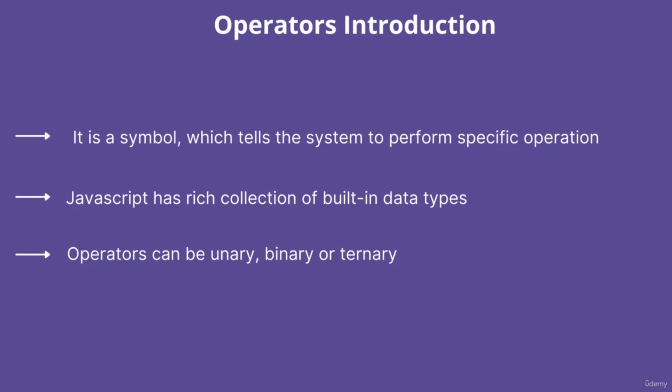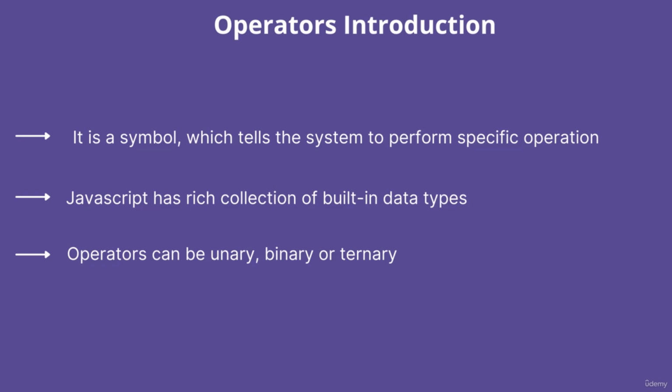An operator is nothing but a symbol which tells the system which particular task needs to be performed on the data to which you are applying the operator. So the operator is the symbol, and the things on which the operator is applied are called the operands. For example, if there are a couple of variables a and b, and we say a plus b, then plus is the operator, and a and b are the operands on which the operator is being applied.